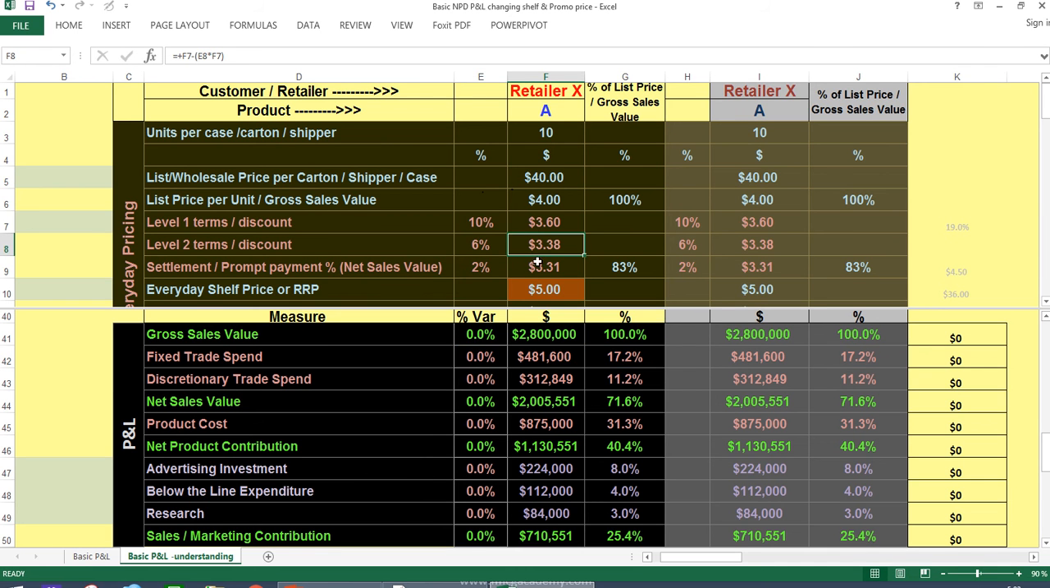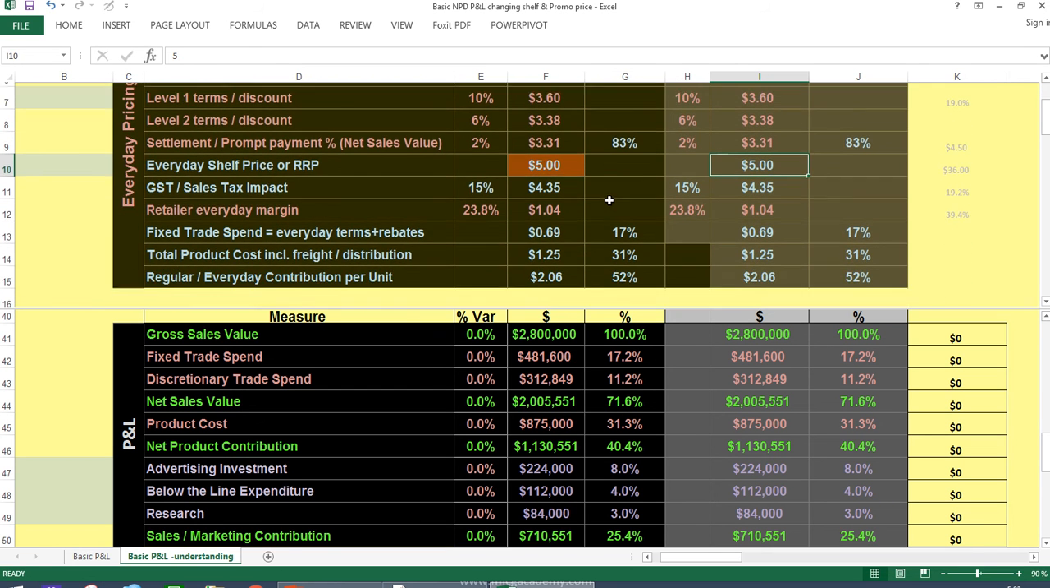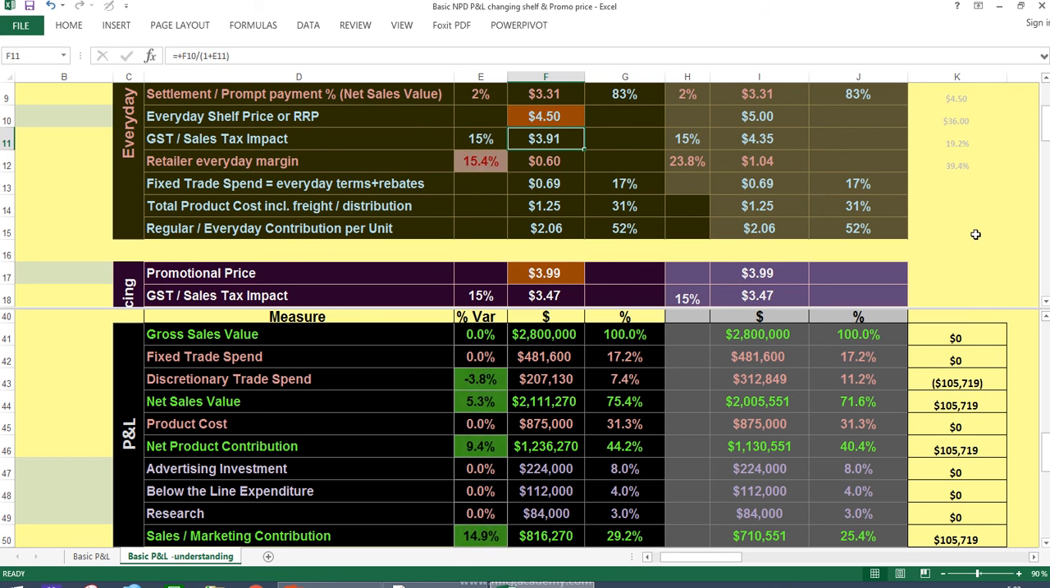So let's get into it. The retailer is basically saying, I want a lower shelf price. Remember, we were at $5 and we were promoting at $3.99. The retailer is saying, well, I want this to be at $4.50 to be competitive in the market, and I want my promotional pricing to be at $3.79, versus the earlier submitted $5 and $3.99. And you might say, yep, okay, let's explore that.